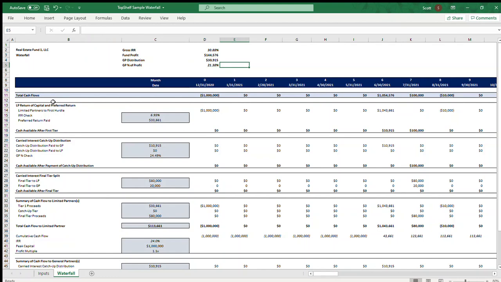So if there was a clawback clause in this waterfall, this would mean that the LPs can go and see the fund profit, multiply it by the 20%, and see that the GP should only be receiving this $28,915, not $30,915. And so that $2,000 difference would be the clawback that the GPs have to recontribute to the limited partners.